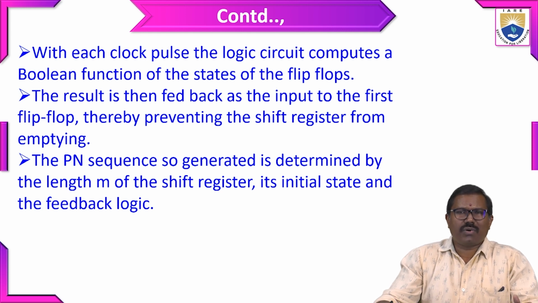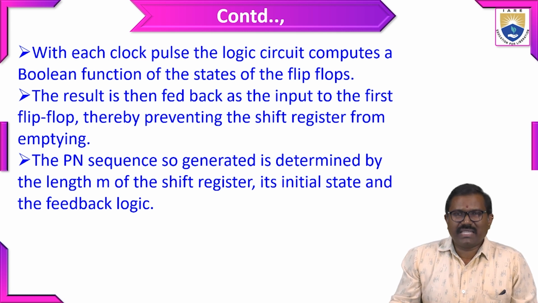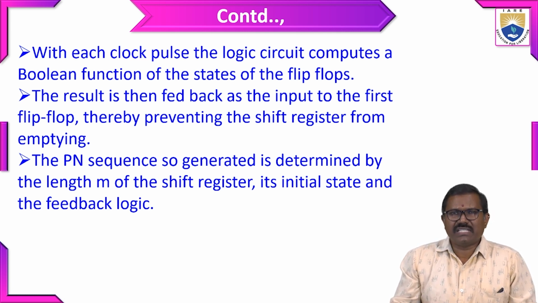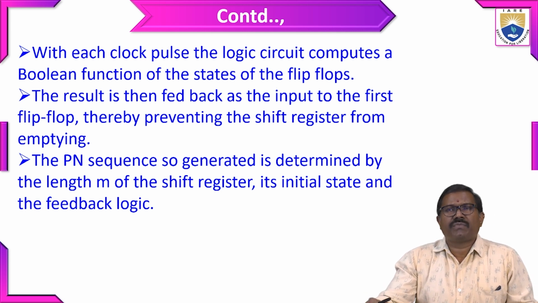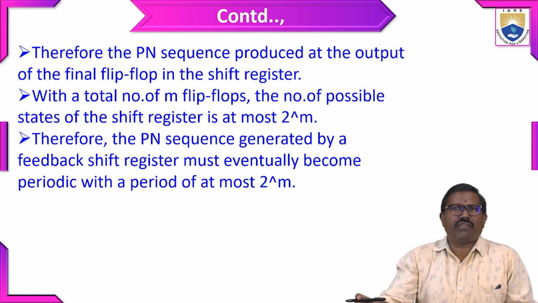With each clock pulse, the logic circuit computes a Boolean function of the states of the flip-flops. The result is then fed back as the input to the first flip-flop, thereby preventing the shift register from emptying. The PN sequence so generated is determined by the length M of the shift register, its initial state and the feedback logic. So this is how this circuit works. Therefore the PN sequence is produced at the output of the final flip-flop in the shift register.